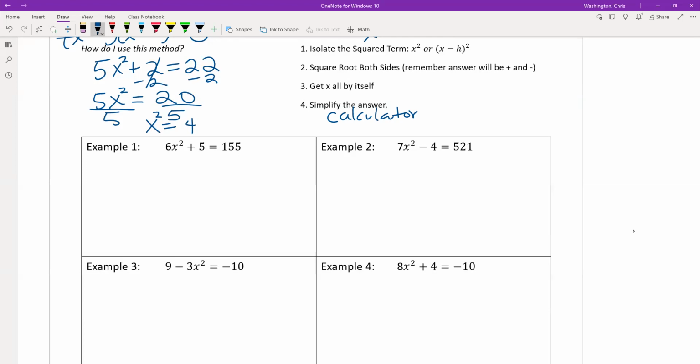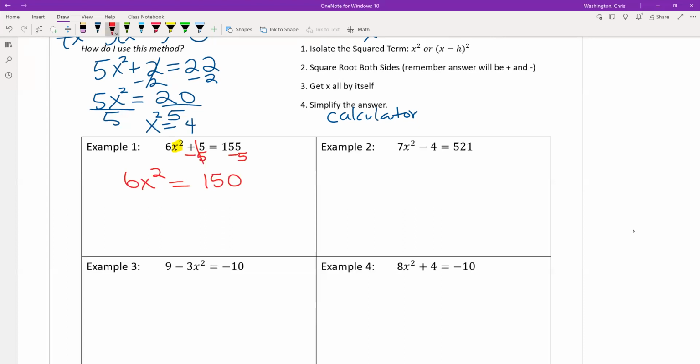All right, example number 1. What are we trying to do in number 1? We're trying to get this x squared piece by itself. So the 5 and the 6 have got to go. They go the same way the 5 and the 2 did. So we're going to subtract 5 from both sides. We get 6x squared. The 5's cancel out. 155 minus 5 is 150. So we get 6x squared equals 150.